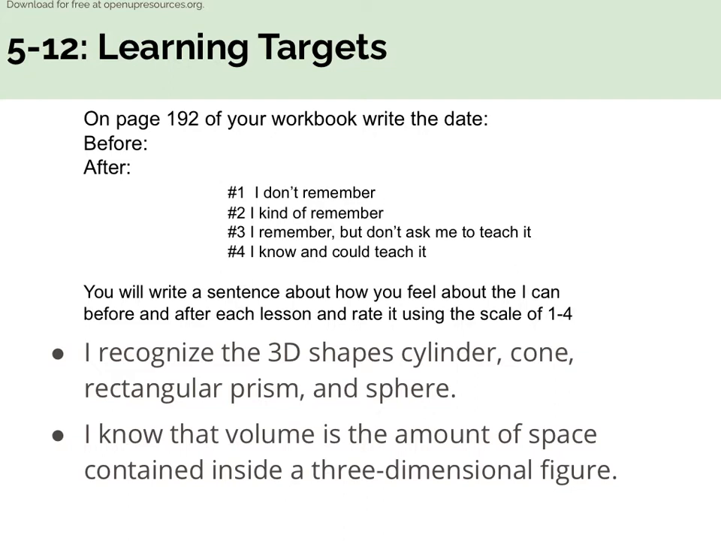Go ahead and turn back to page 192. Let's read the I can statements. I can recognize the 3D shapes: cylinder, cone, rectangular prism, and sphere. I know that volume is the amount of space contained inside a three-dimensional figure. Go ahead and write yourself a sentence about how you feel, and give yourself a number. 1, I don't remember. 2, I kind of remember it. 3, I do remember it. And then 4, I can teach it to my friend.